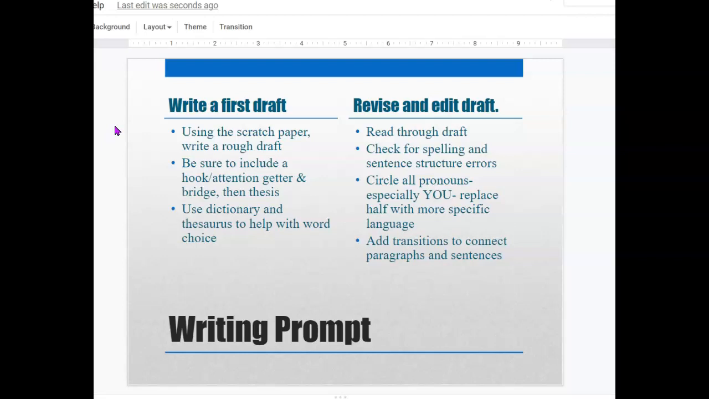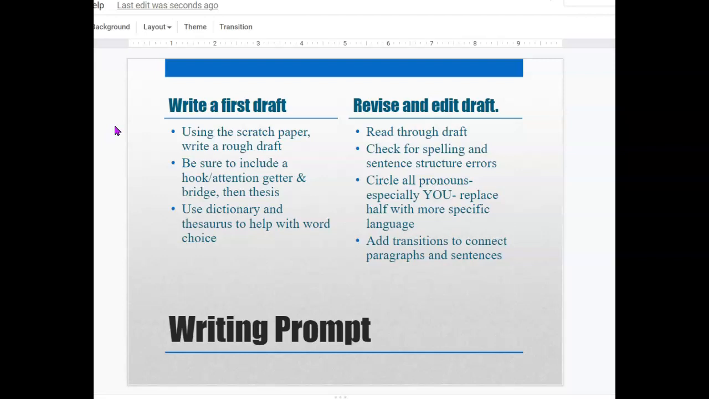Be sure you include a hook or an attention getter that grabs the attention of the audience, and that you tie that to your thesis with a bridge. Use a dictionary and thesaurus to help you with word choice, so you're not using the same word over and over again. Although if you don't really understand the words that are synonymous, then it would be better for you just to repeat the words than use the words wrong.